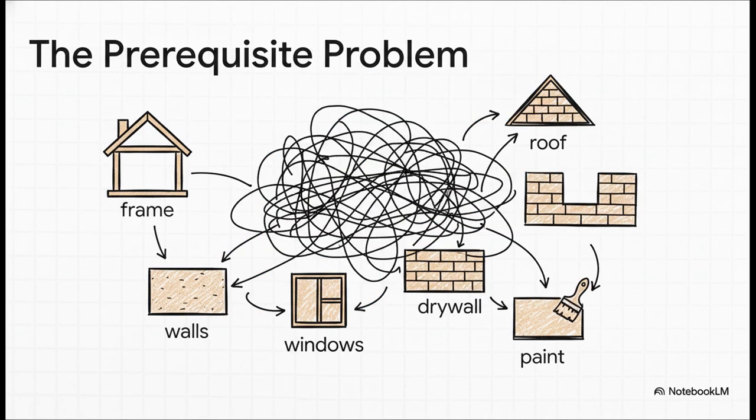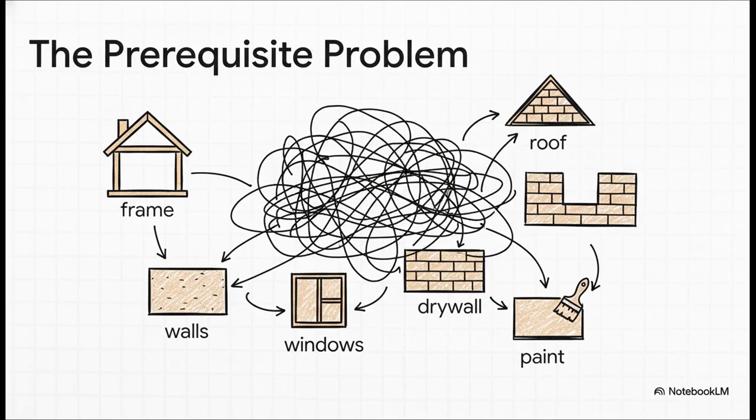And this right here, this is the heart of the problem. It seems obvious, but think about it. You can't put windows into a wall that doesn't exist. You can't paint drywall that hasn't been installed. And you are definitely not putting a roof on a house that doesn't even have a frame yet. Each of these is a dependency, a prerequisite.